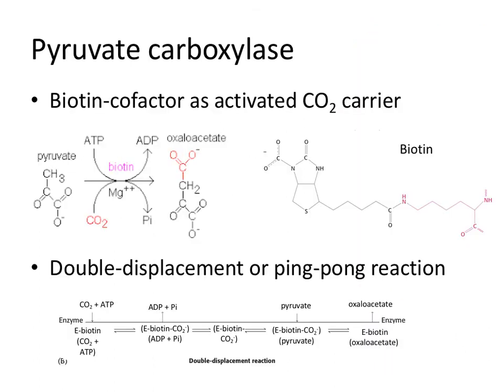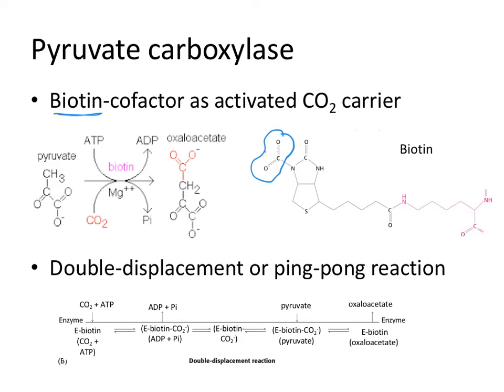The enzyme pyruvate carboxylase in the mitochondria is really interesting because it uses biotin as a cofactor for enzyme activity. It carries an activated CO2, and this is what's added to pyruvate to turn it into oxaloacetic acid. Another fun thing about pyruvate carboxylase is that it performs a double displacement or ping-pong reaction. And we haven't talked about reaction mechanisms too much in this class, but since this is a fun example, I thought we should talk about it.